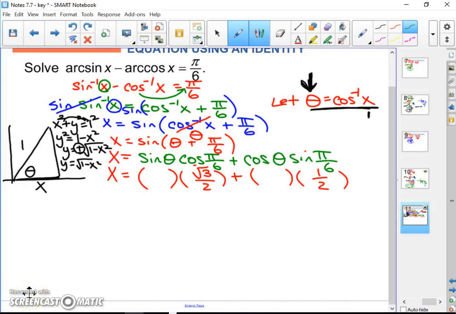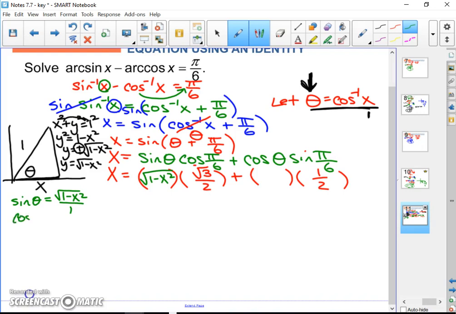When we look at our triangle now, we should be able to figure out our missing two sides. I can see from the triangle, sine theta is y over r. That's going to be the square root of 1 minus x squared over 1. And so sine theta is just going to be the square root of 1 minus x squared.